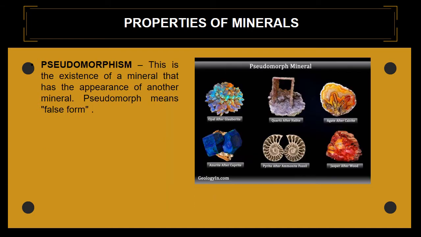So next, we have the pseudomorphism. This is the existence of a mineral that has the appearance of another mineral. Pseudomorph means false form. So, dito sa pseudomorphism, ibig sabihin nito is ginagaya ng isang mineral yung itsura ng isang mineral. Nakakalito. Pero example dito is opal after globerite. So, ginaya ng opal yung globerite. And quartz after halite is ginaya ng quartz yung halite. Then, jasper after wood, ginaya ng jasper yung itsura ng wood. So, ganun yung pseudomorphism.